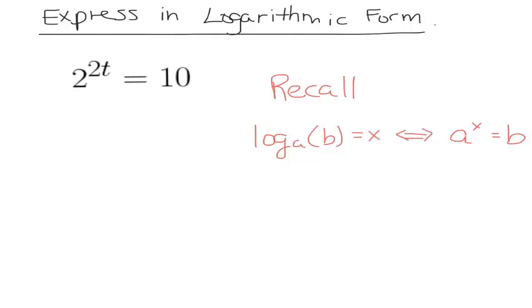Now, let's say we have an equation in exponential form and we'd like to express it in logarithmic form. Well, according to the definition of the logarithm, log with base a of b is the solution to a to the x is equal to b. So here we have 2 to the 2t is equal to 10. So here it must be that the log of base 2 of 10 is the solution to our exponential equation, or all of this is equivalent to 2t.